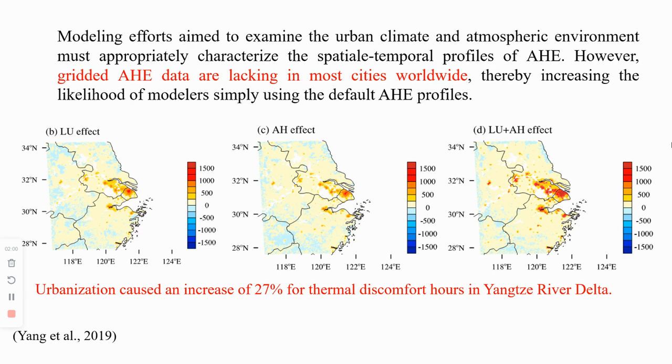So we model the land use effect and the heat emission effect on the increase of the thermal discomfort hours in Yangtze River Delta. Urbanization caused an increase of 27% in the discomfort hours in this region. And the contribution of the heat emission effect is almost equal to the land use effect.